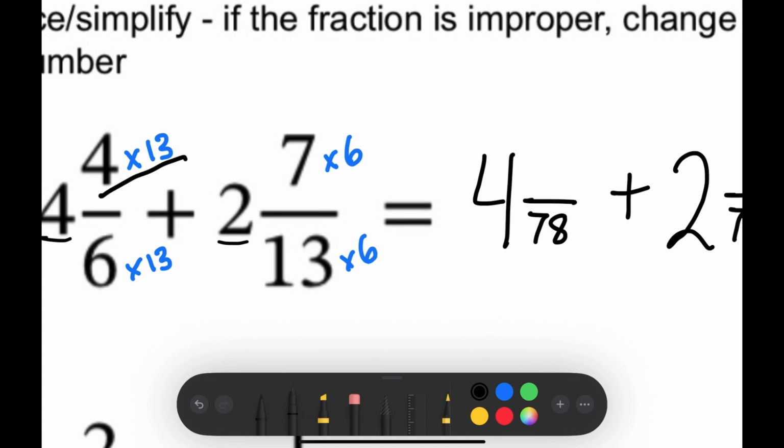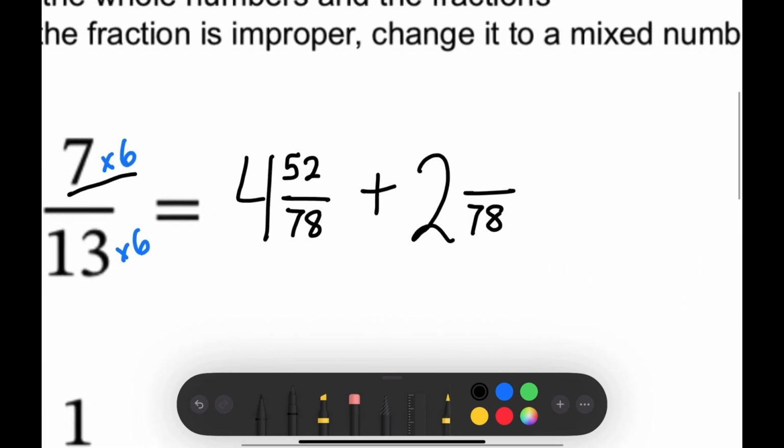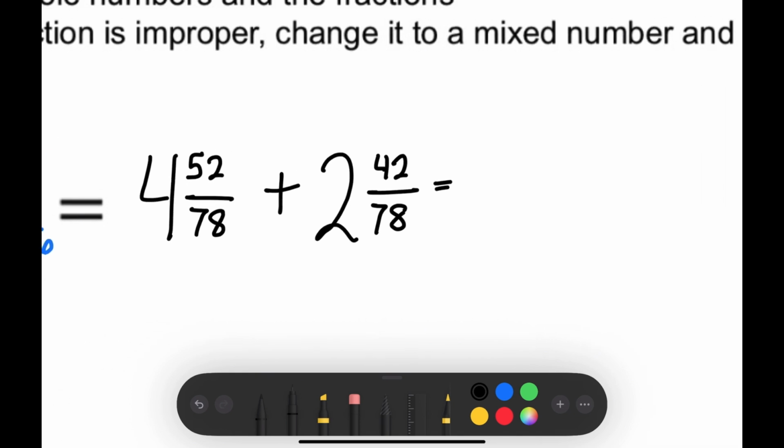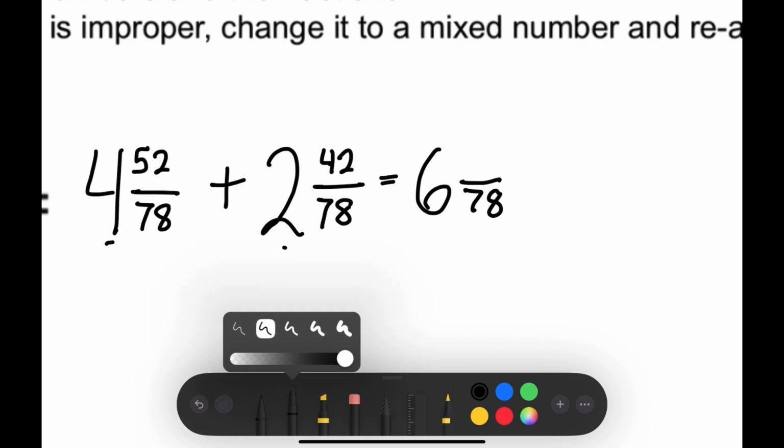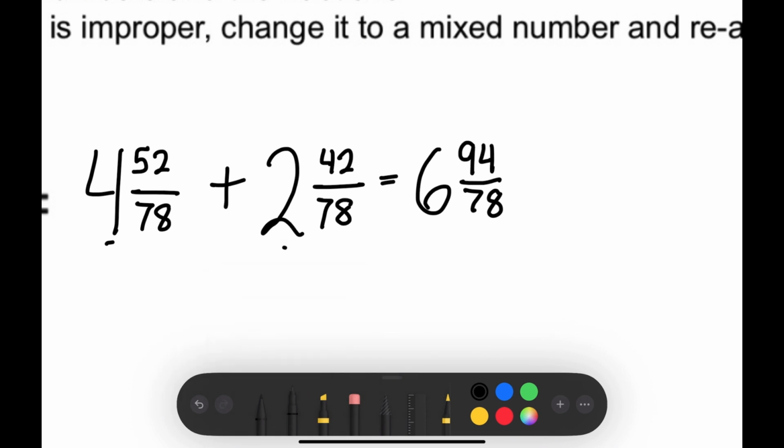Next, I find the numerators. 4 times 13 is 52. And 7 times 6 is 42. Now we can add it. Let's add the whole numbers. 4 plus 2 is 6. The denominator stays the same. And 52 plus 42 equals 94.